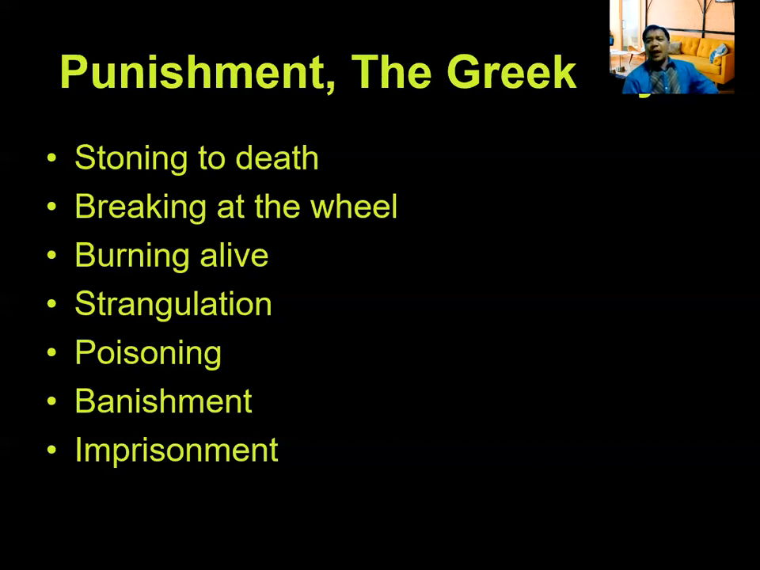Although the poisoning is intentional, it is done to save your family from the dishonor that might have been caused by your actions, so they will just ask you to poison yourself, or to consume a poison. Another, of course, is the banishment.